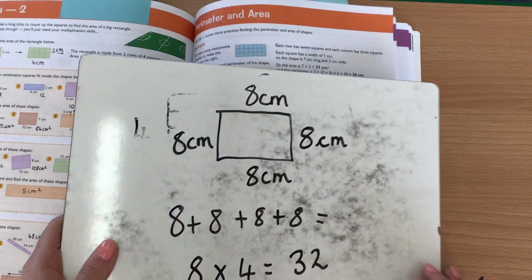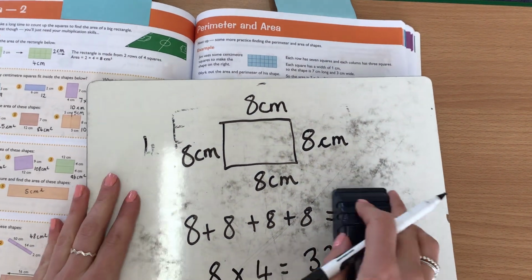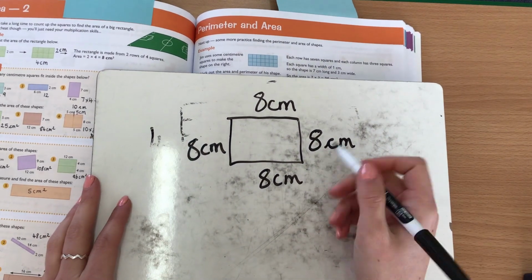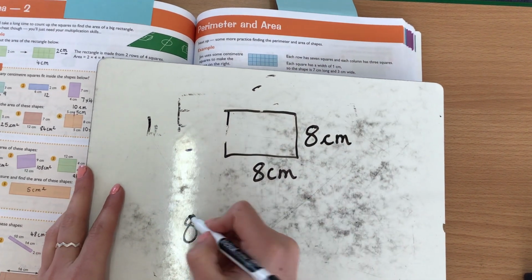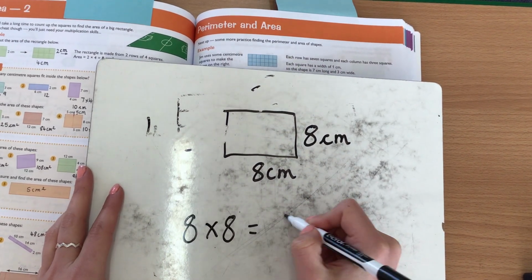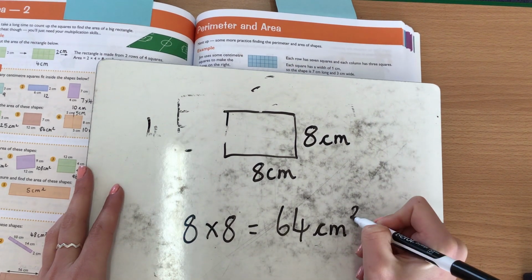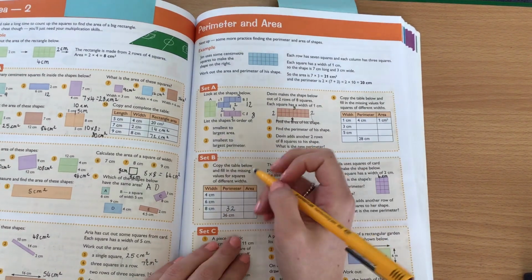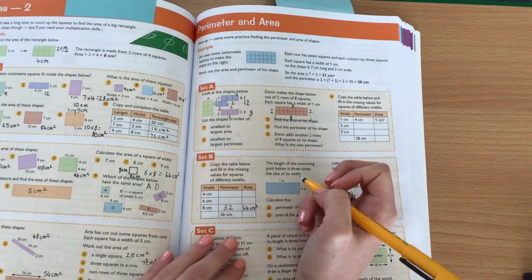When it comes to working out the area, remember I need to do 8 multiplied by 8, because I can't count the squares because it's not been drawn, so I don't actually need these two. I just need to do 8 multiplied by 8, which is 64 centimetre squared. So that would be my answer for that one. So think really carefully about what it's asking you to do. Is it asking you to find the area or perimeter?